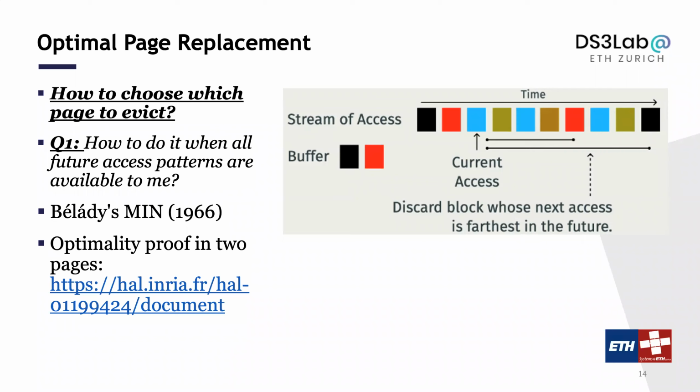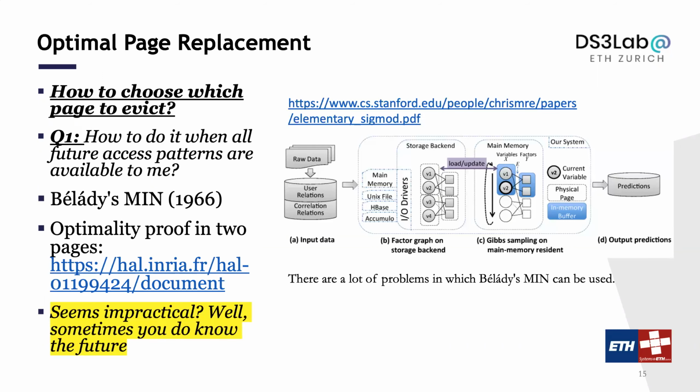So this is a very, very simple strategy proposed in 1966. When you know the future access pattern, this strategy is actually optimal. And if you are interested in why it is optimal, there's a very interesting, very short proof, only 2 pages, that you can see in this link. Okay, so one question that you might have in mind is, why is this algorithm even useful? In many cases it is not useful because I don't know about the future. But there are cases where you do know about the future.